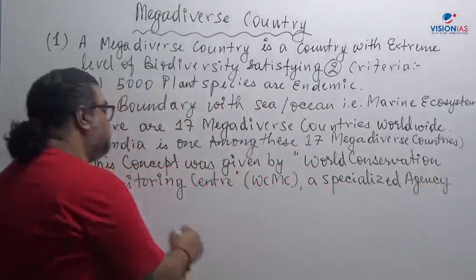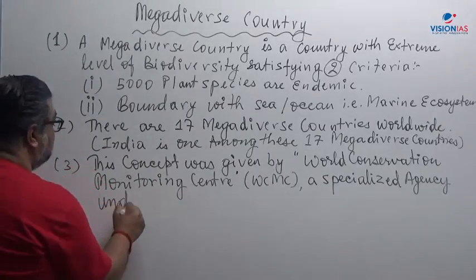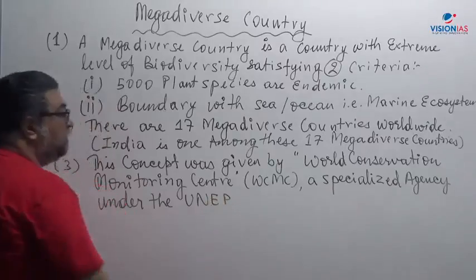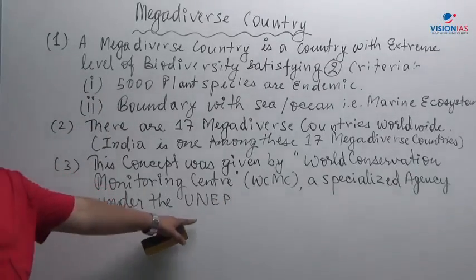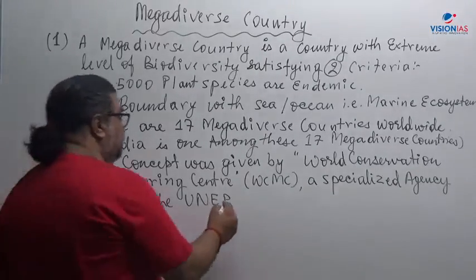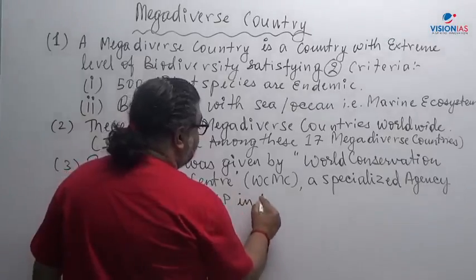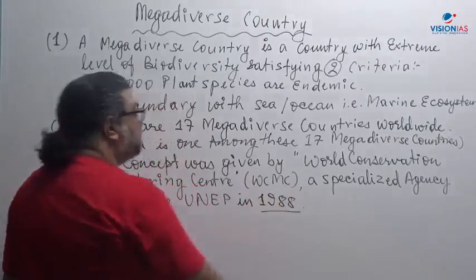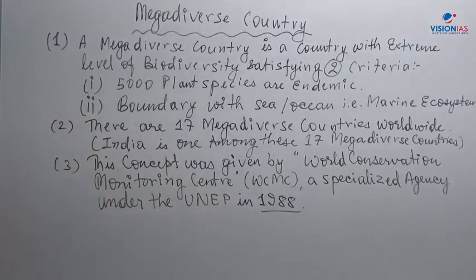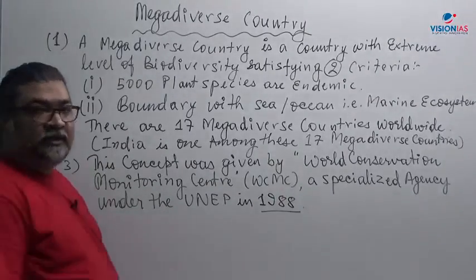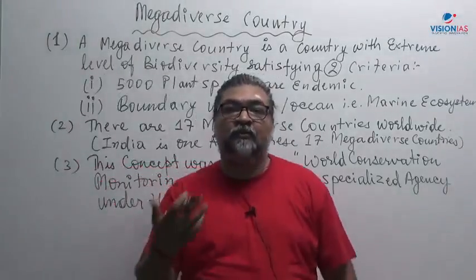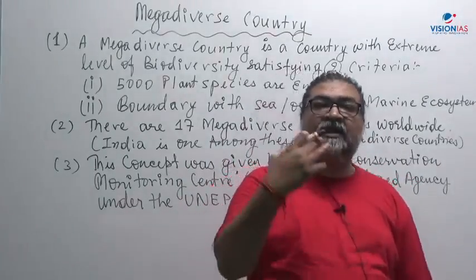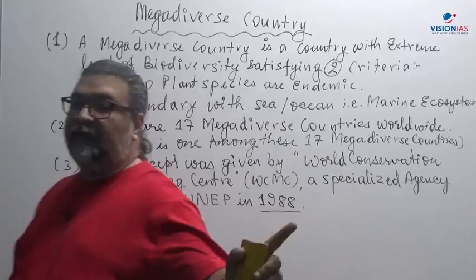It works under the United Nations Environment Program, UNEP, which is a UN body. In the year 1988, the same year the hotspot concept came, this WCMC, World Conservation Monitoring Center, came out with the concept of mega diverse country. So India has 4 hotspots and is also a mega diverse country, which satisfies these 2 criteria.